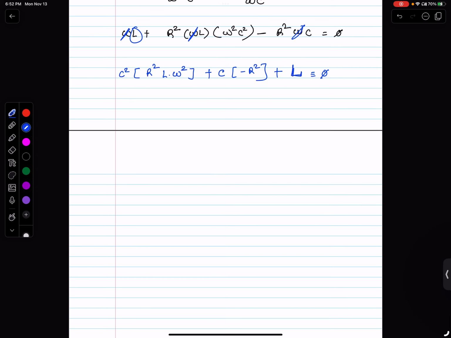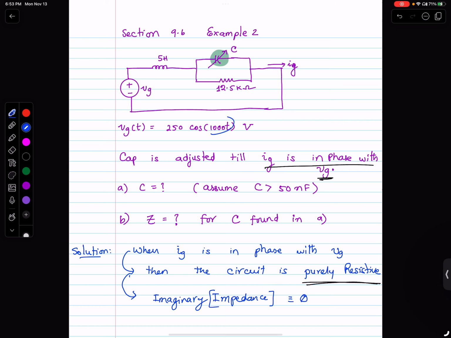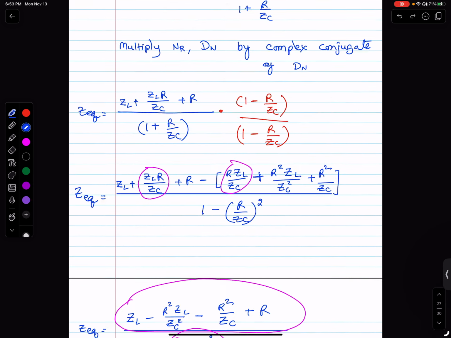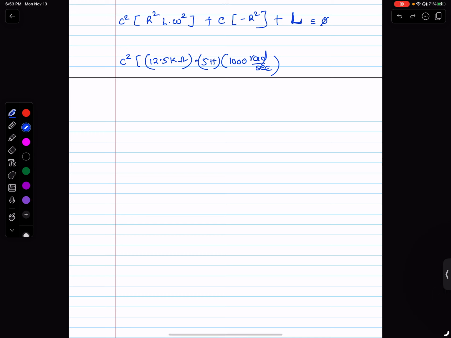Now I can plug in C squared, plug in the value of R, 12.5 kilo ohms, multiplied by 5 henry, multiplied by 1000 radians per second. You see, that value of omega is given to be 1000 radians per second. Plus C times negative 12.5 kilo ohm, the whole squared.